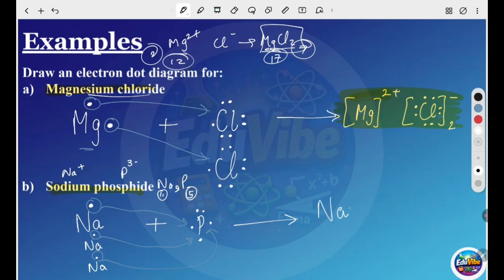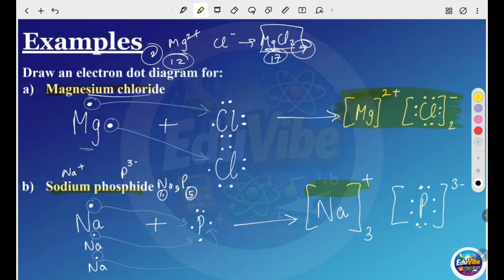So Na gets a charge of positive, and we have 3 of them, and that P is stable now. 2, 3, 4, 5, 6, 7, and 8, and they're stable with a 3 negative charge because they gain those 3 electrons from the sodium. So that's how you can make the electron structure for sodium phosphide. This is again the same as what we discussed in magnesium chloride.